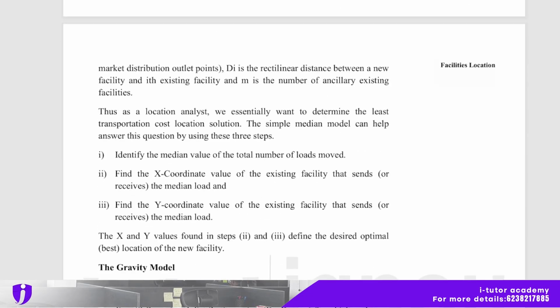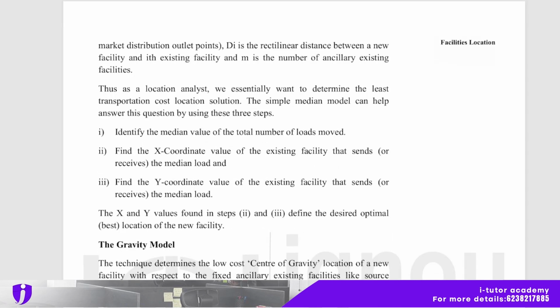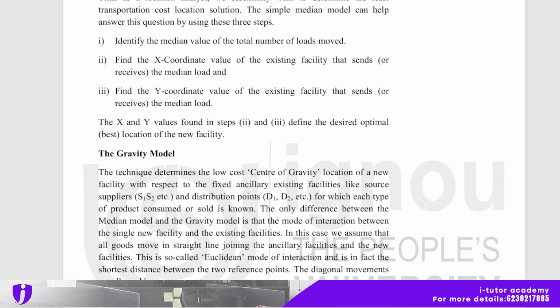As a location analyst, we essentially want to determine the least transportation cost location solution. So the simple median model can help answer this question by using these three steps. First one is to identify the median value of the total number of loads moved, and find the x coordinate value of the existing facility that sent or received the median load, and find the y coordinate value of the existing facility that sends the median load. The x and y values found in steps 2 and 3 define the desired optimal location of the new facility.